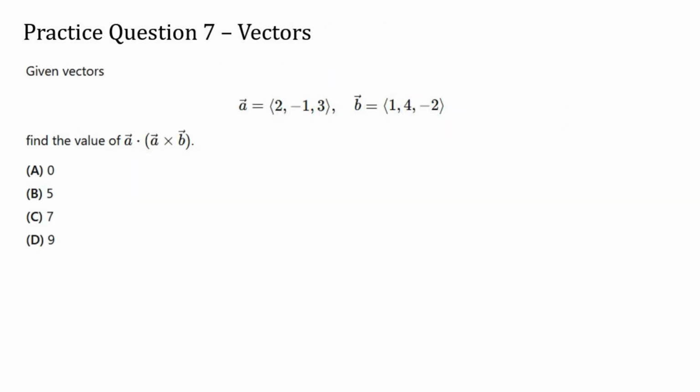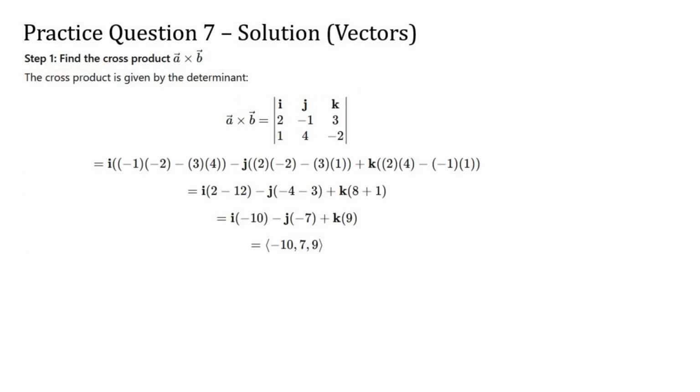Practice question 7. Given vectors A and B, find the value of the dot product of vector A with the cross product of vector A and B. We start out by computing the cross product of the two given vectors. The cross product results in a third vector that is perpendicular to the original two.